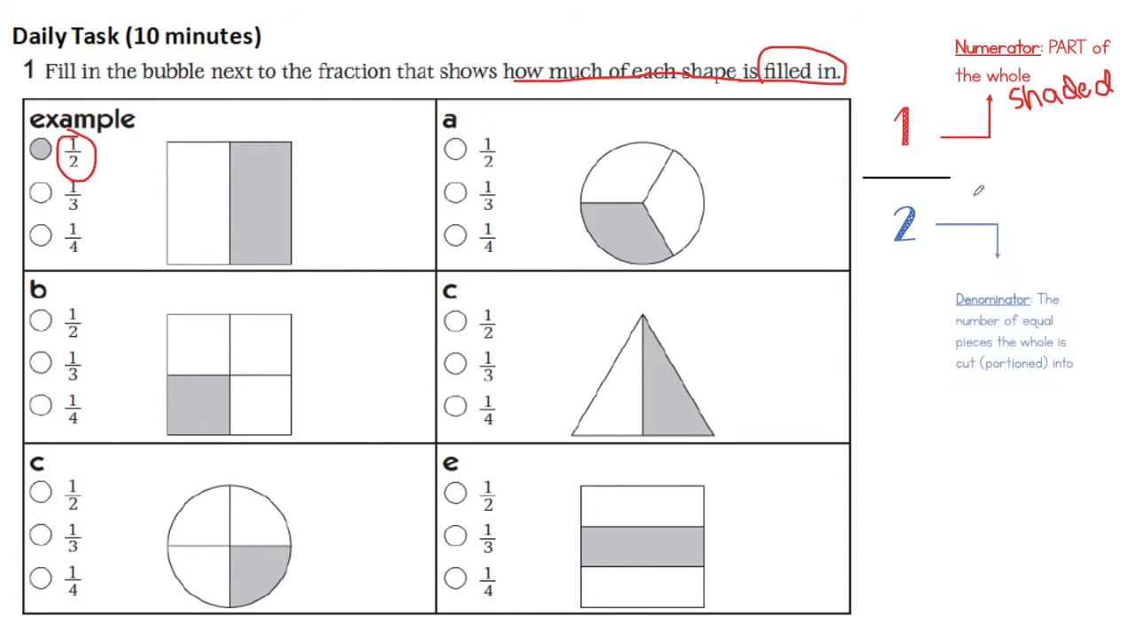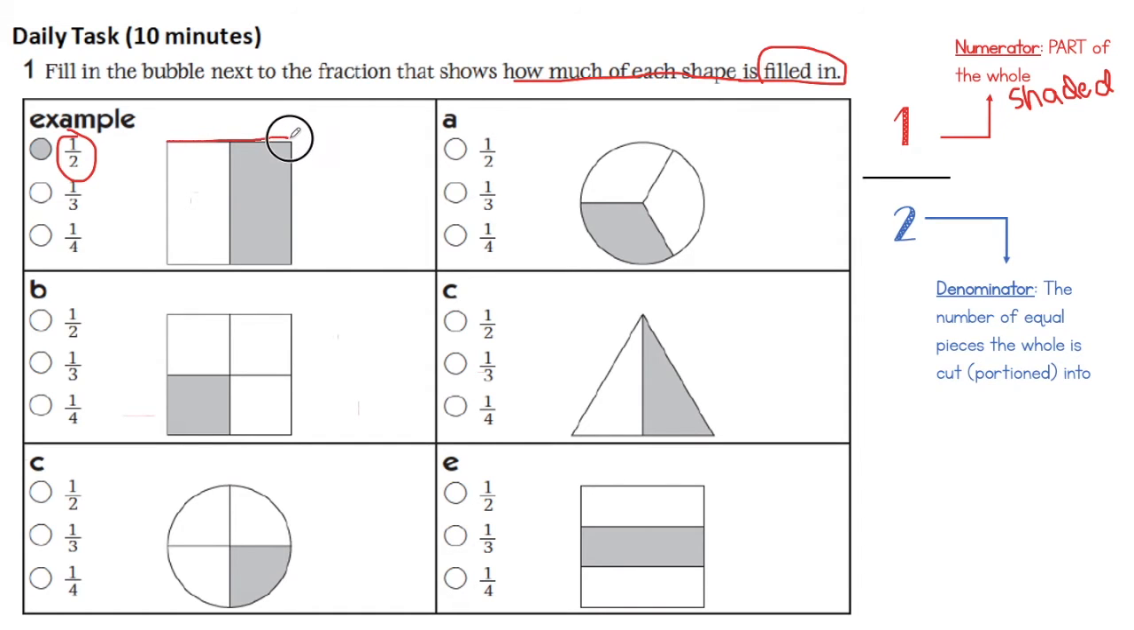The bottom number, the denominator, is the number of equal pieces that the whole is cut or portioned or partitioned, might be another word you hear, into. So my whole, for my example, is this rectangle or square. This shape is the whole. It's cut into 2 equal pieces. See, 1, 2. So 2 is my denominator. We say this fraction is 1/2.